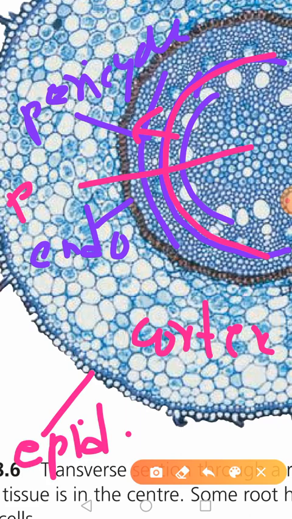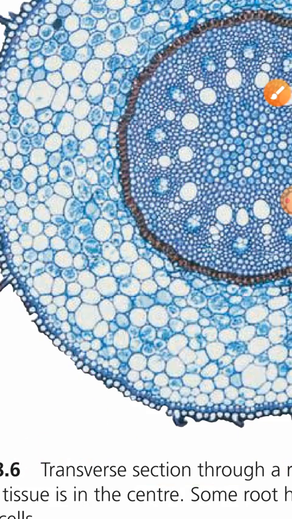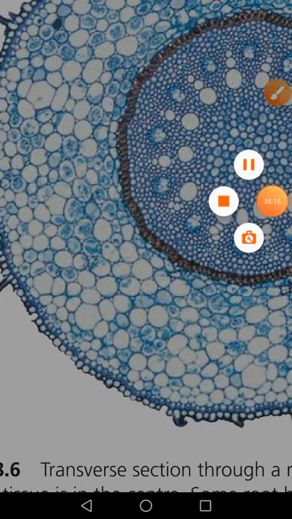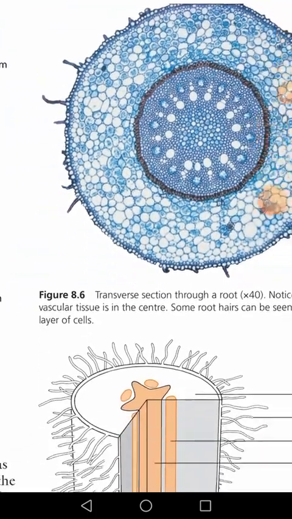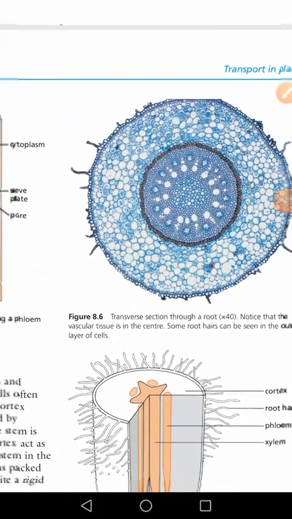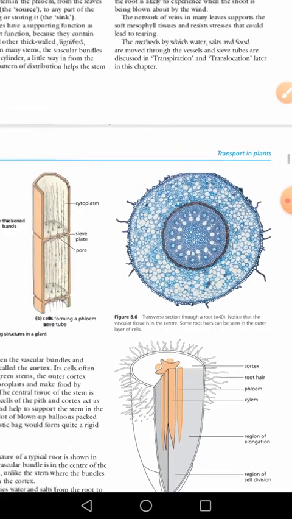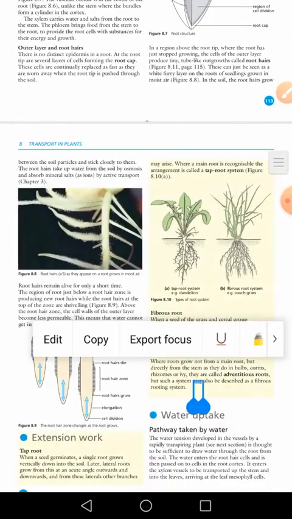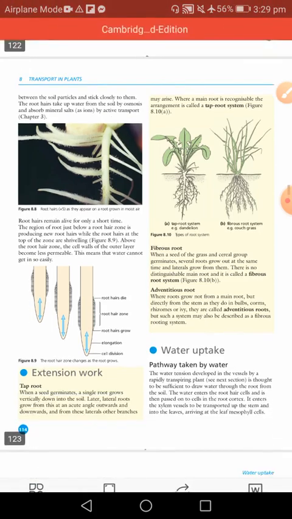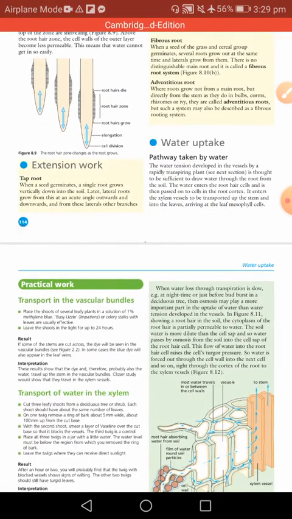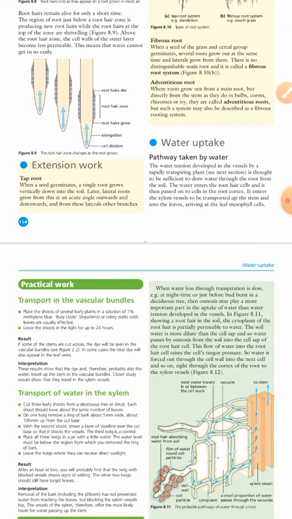So these are the structures of leaf, roots and stems. Now let's look at how water is transported from the roots to the xylem, then to the leaf, and then to the outside.